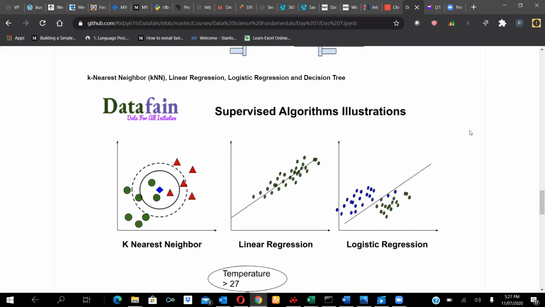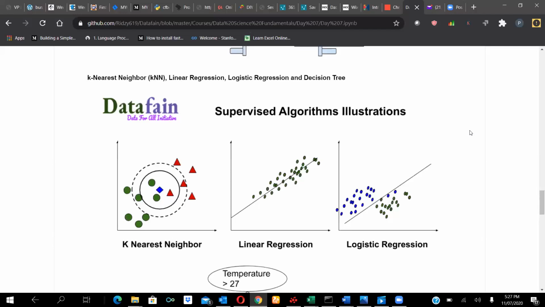Now in that case, logistic regression comes into your model. Linear regression is used when the output variable is continuous in nature. So simple.